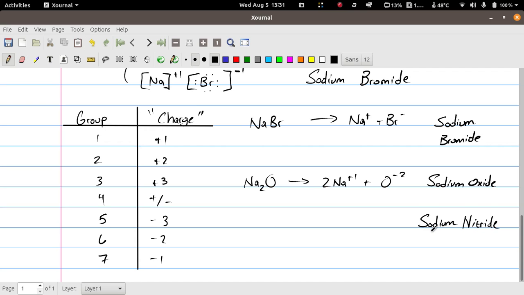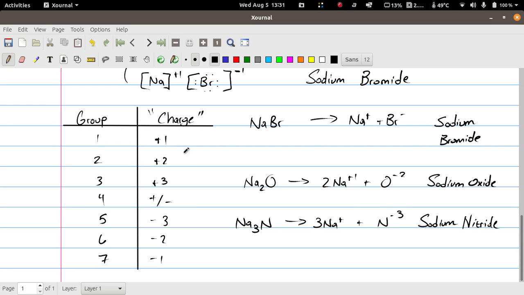So sodium, again, is group 1. You don't know this yet, but nitrogen is group 5. I should have done the naming first. So it's going to have a -3 charge. You need 3 electrons to balance that out. So you're going to have Na3N, and this would be 3 Na+ and N3-.